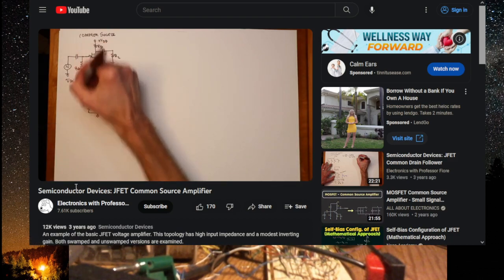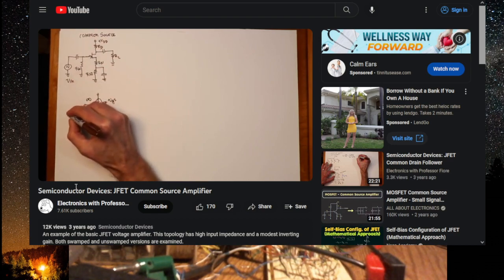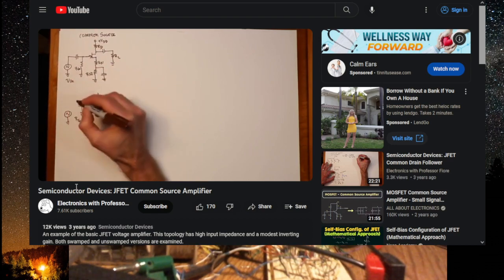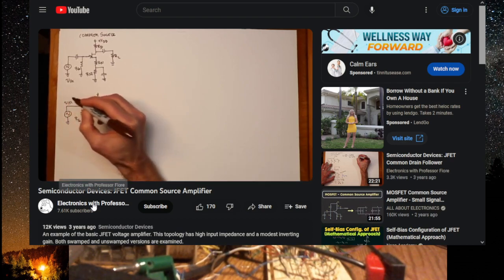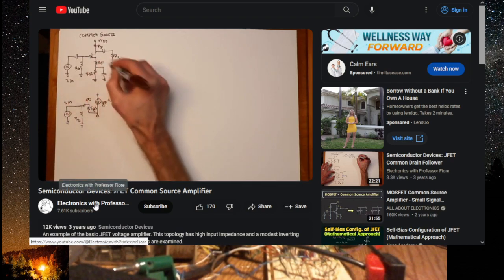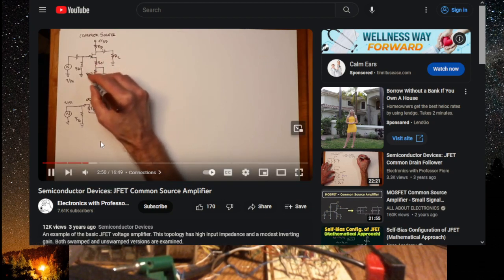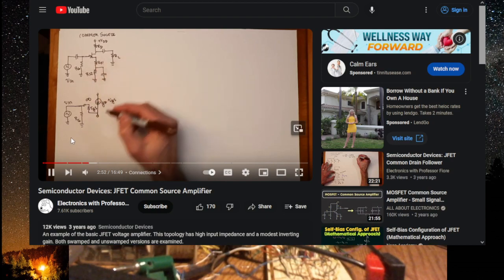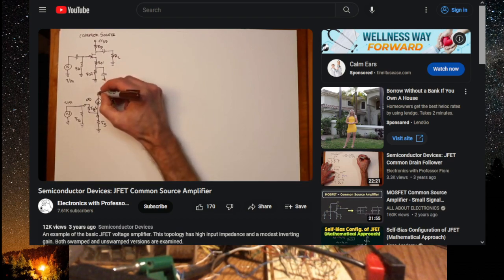Off of the gate we have the gate resistor, the biasing resistor. And of course caps are going to short out for AC, so here's our input voltage. Off of the FET's source, this cap shorts out the RS2. We're only left with RS1. So I'm just going to call that little rs, the AC value of RS, to indicate swamping.